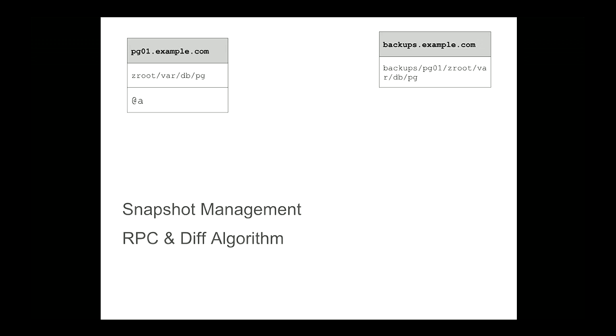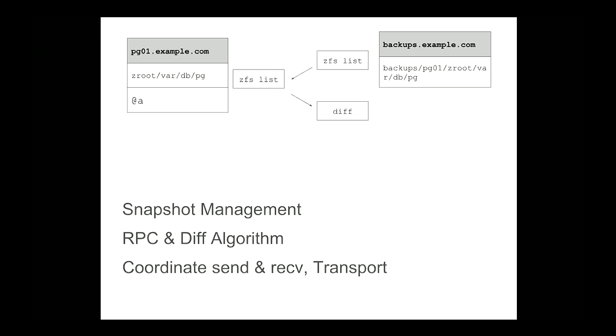And this is basically a diff in a very simple form. So we'll do a ZFS list on the backup.example.com server, then talk to the other side, do a ZFS list there, get the result back, build a diff, and then we know what to replicate. In this case, it will be a full replication of snapshot A to the backup server. Then, to do the actual replication, we'll need to coordinate the send and receive commands on each side. And like for the RPC, we will need some kind of transport mechanism for this. So again, talk to the other side, tell it to start a ZFS send, then start the ZFS receive on our side, and yeah, here it is.